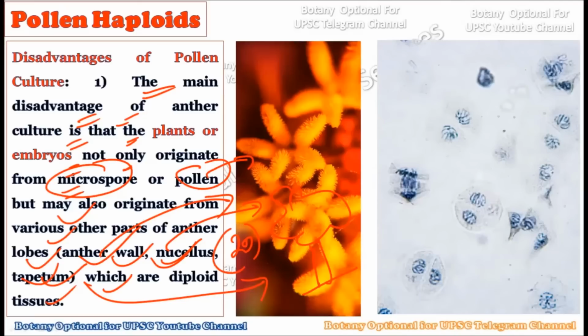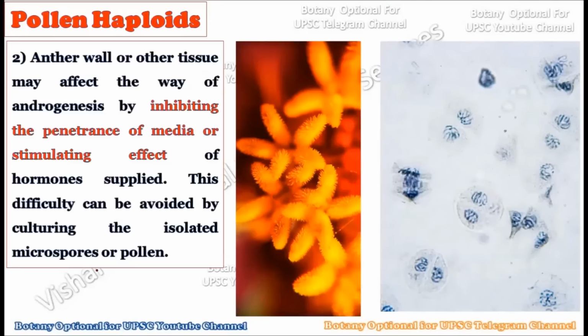And how to avoid it? The filtration process becomes very, very important here. There should be removal of the anther wall, the nucellus, and the tapetum, because the sole purpose of pollen culture is to obtain the haploid plant, and if these tissues get involved, this will create a diploid plant. So the very first disadvantage of this pollen culture is that if other structures get involved, they can result in the creation of a diploid plant instead of the haploid plant, which is the basic aim of this haploid culture.